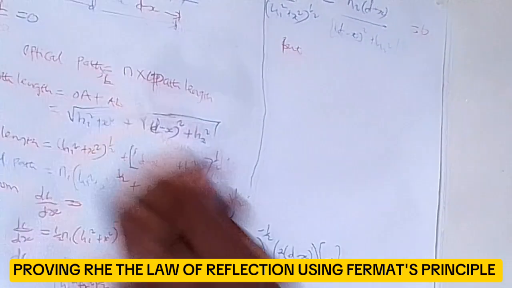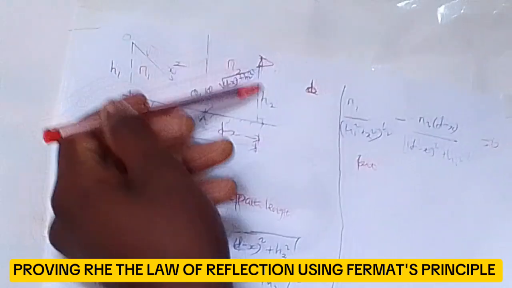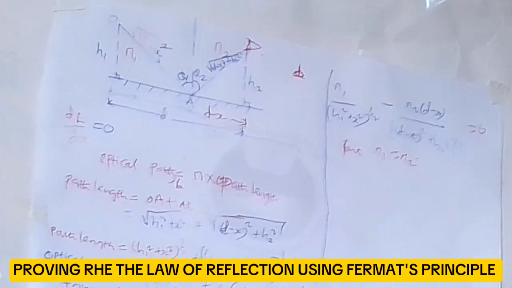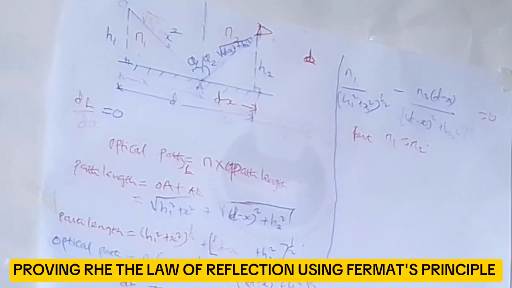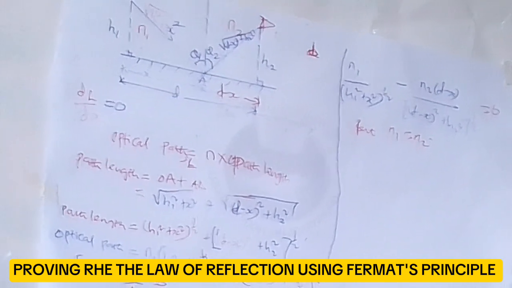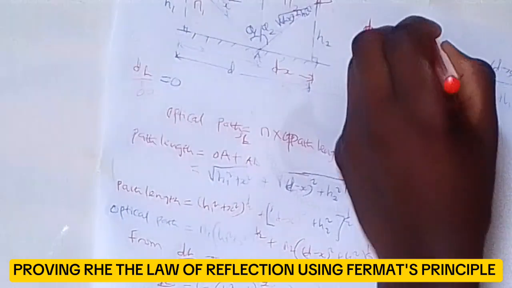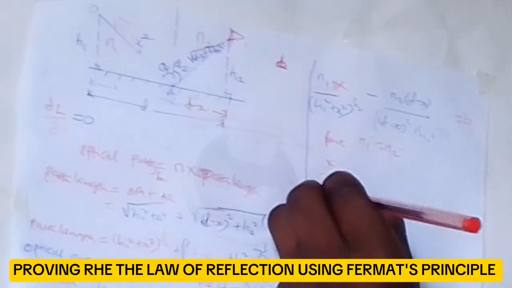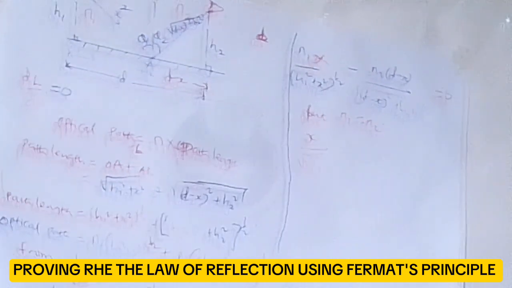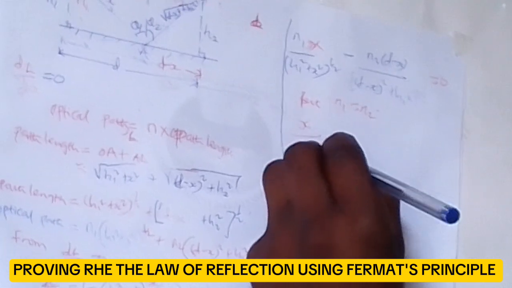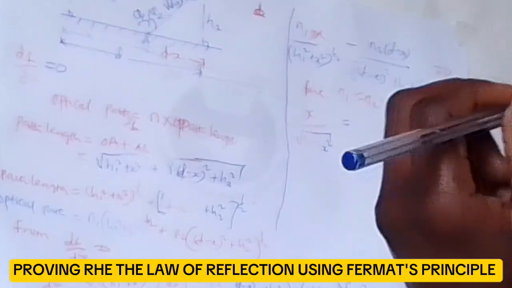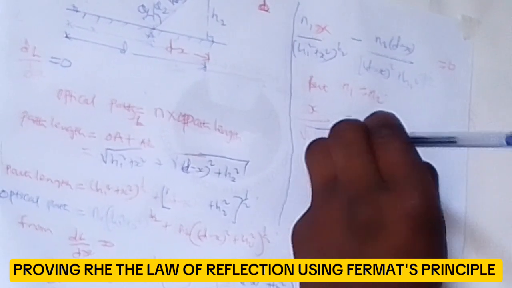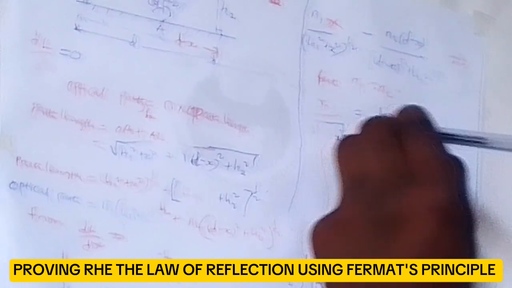But before that, remember, the ray was moving within the same medium. Of course this is air. So n1 is the same as n2. So n1 is equal to n2. Remember here we forgot our x. There is x here. There is x here. Sorry for that. So we shall have x over root of h1 squared plus x squared is equal to d minus x over d minus x squared plus h2 squared under a root.